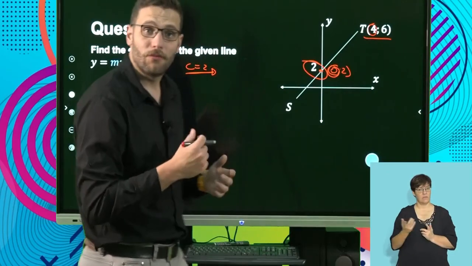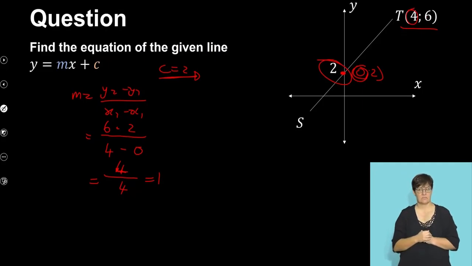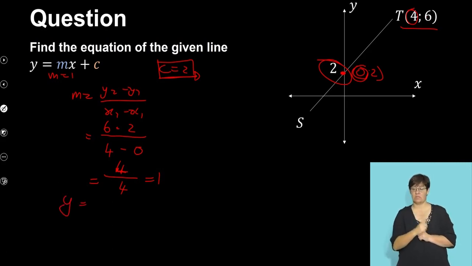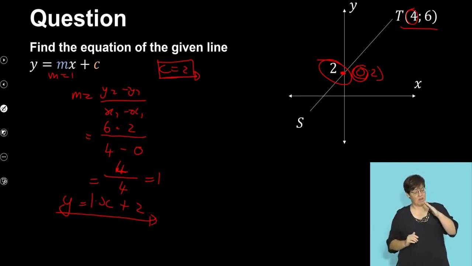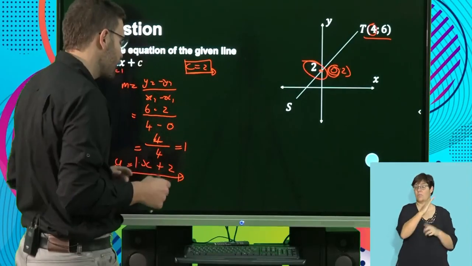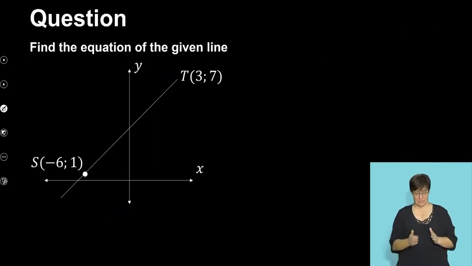So what have I done? I know what the gradient is, m is equal to 1, and I know what the y-cut is, c is equal to 2, and so now I have my line. y equals, what is m? Well, m is 1 multiplied by x plus 2. That there is the equation of my line. All I needed to do was find the gradient and the y-cut. So let's move on to the next question.